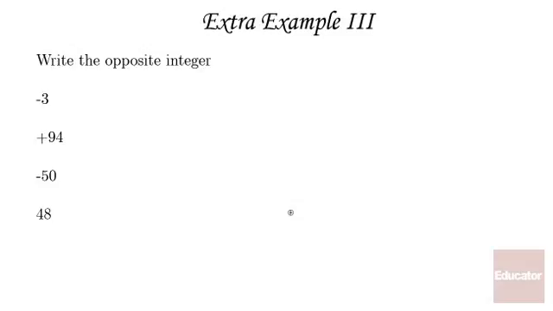Write the opposite integer. Remember we talked about opposites, how if you have a number line, then it's going to be on the other side of 0. So the opposite of negative 3 is going to become positive 3, or I can just write 3. Positive 94, the opposite is going to become negative 94. Negative 50, so positive 50 is the opposite. And this doesn't have a plus sign in front of it, but I know it's positive because numbers can only be positive or negative, and there's no negative sign, so it has to be positive. So this is negative 48.